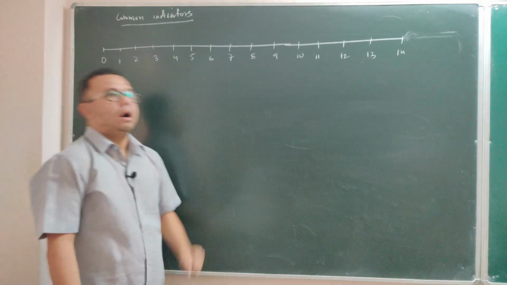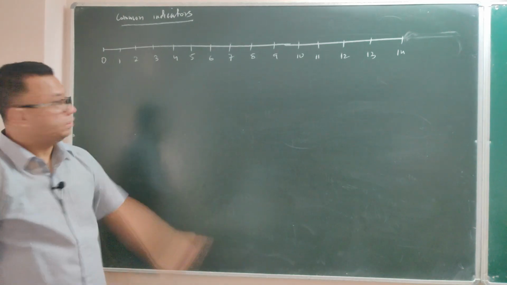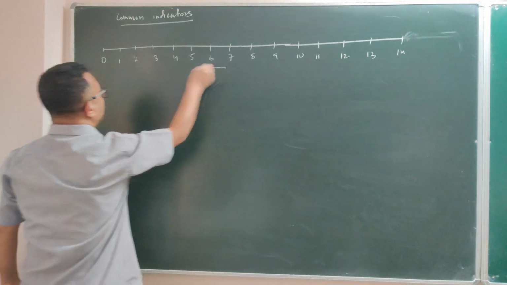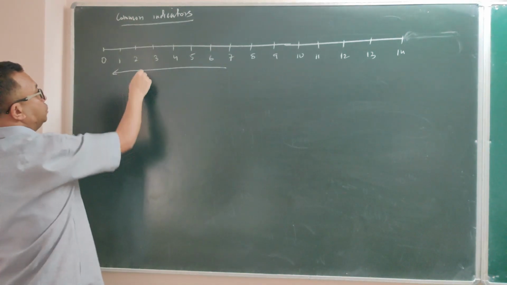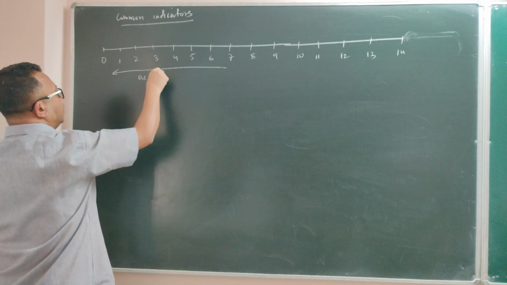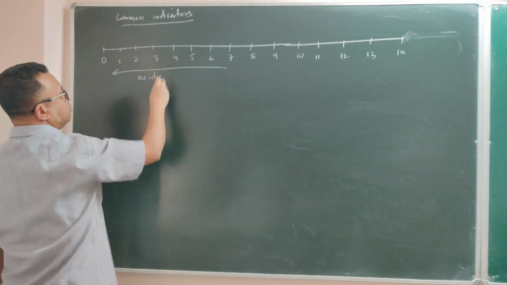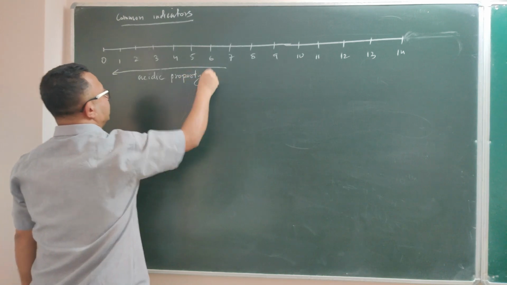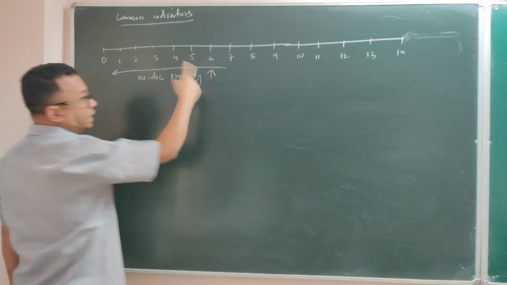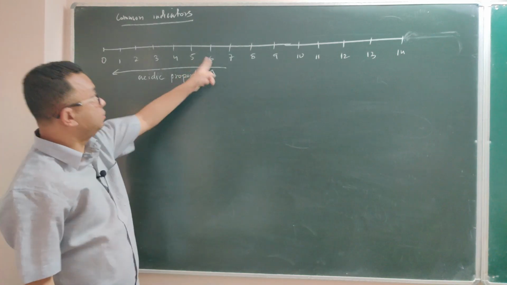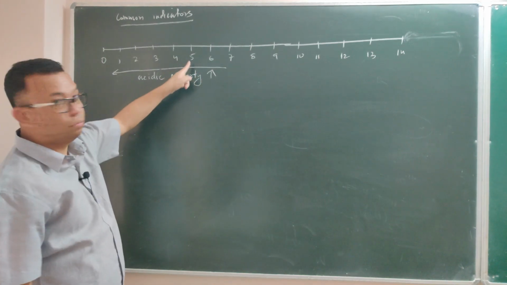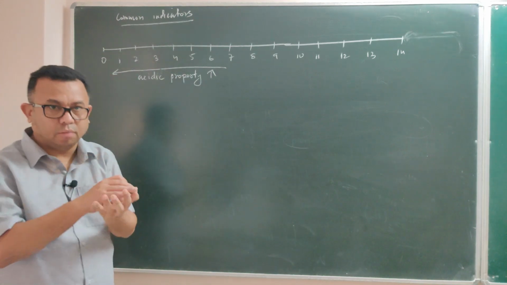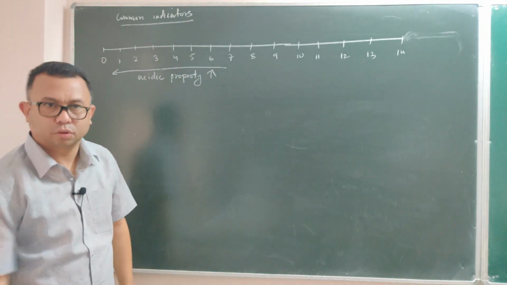Now how do you identify anything? 7, as I told you about water, means it is neutral. As you move from 7 towards 0, the acidic property increases. That means 6 is acidic, but 5 is even more acidic than 6. 4 is even more acidic, and 3 is even more acidic than 4. The smaller the number, the more acidic that solution is.